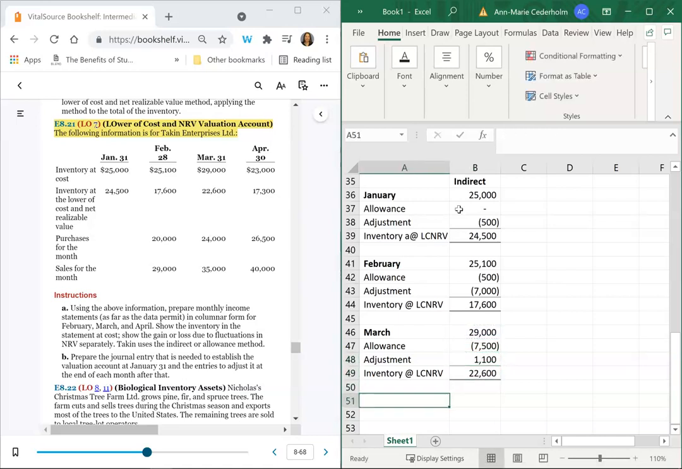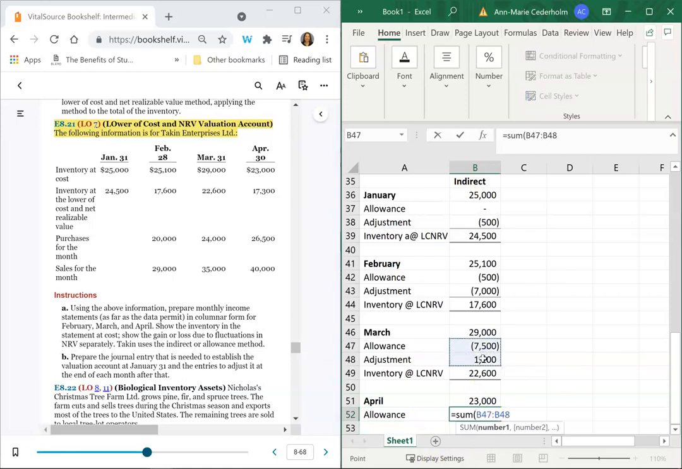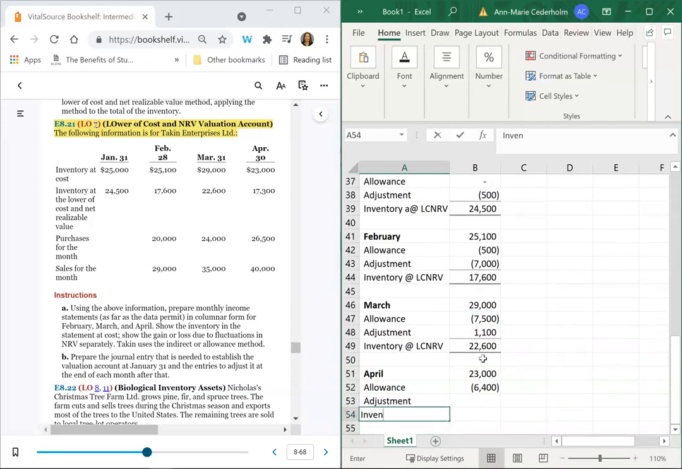And then in April, my inventory cost is $23,000. My opening allowance is the allowance plus the adjustment from the previous month. And then my adjustment that I'll need to make will be for this month in order to bring this to, I guess, $17,300. That's the lowest in April.